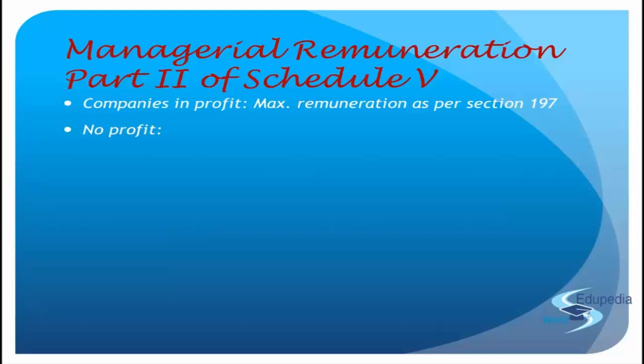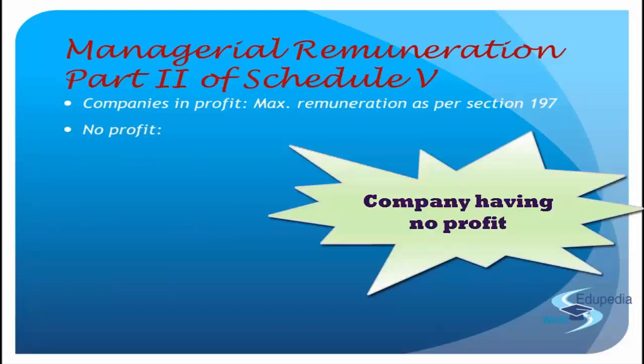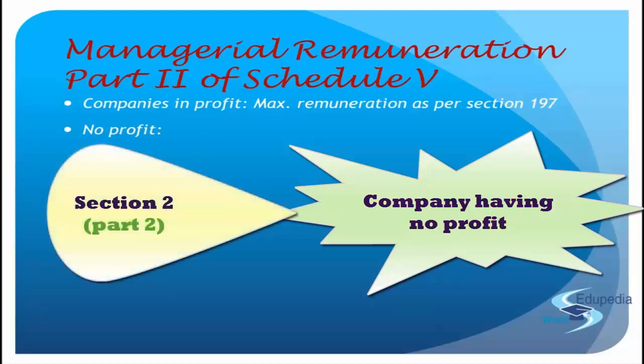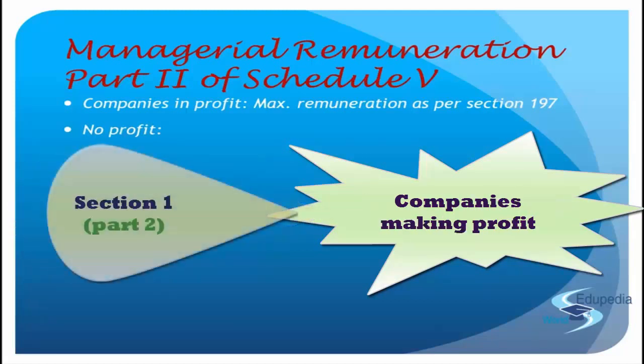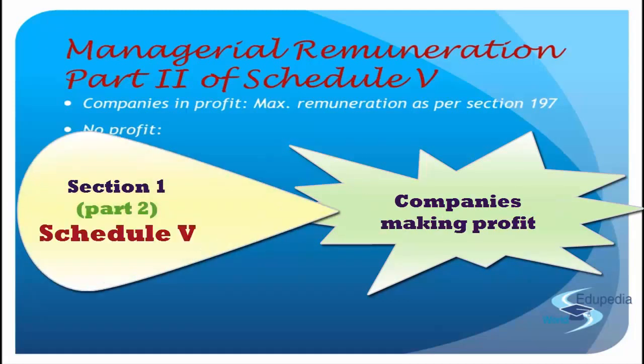So for Schedule 5, let's come down to the no profit organizations, the companies that are not making profit. We'll be discussing the remuneration payable by companies having either no profit or inadequate profit, and still, even in that situation, you are going ahead to give a remuneration without the central government's approval. So this is Section 2 of Part 2 of Schedule 5. And companies that are making profit would fall under Section 1 of Part 2 of Schedule 5.